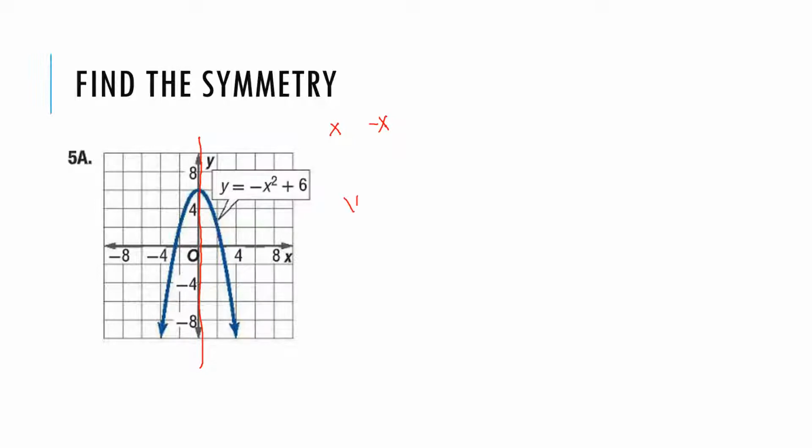So I'm going to turn x's to negative x's and then try it. So y equals negative x squared plus 6. Y equals, well, negative x times negative x will give me a positive x squared, so I still have negative x squared plus 6. Well, this is the same as what I started with. So it is symmetric about the y-axis.